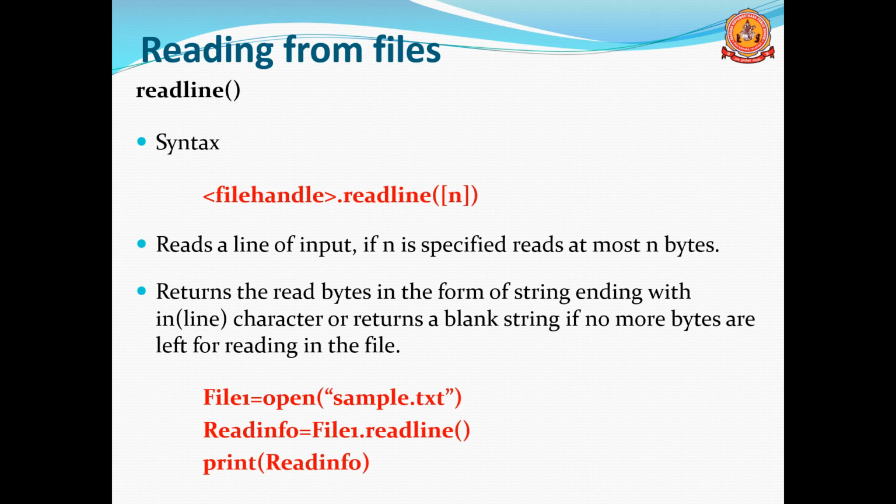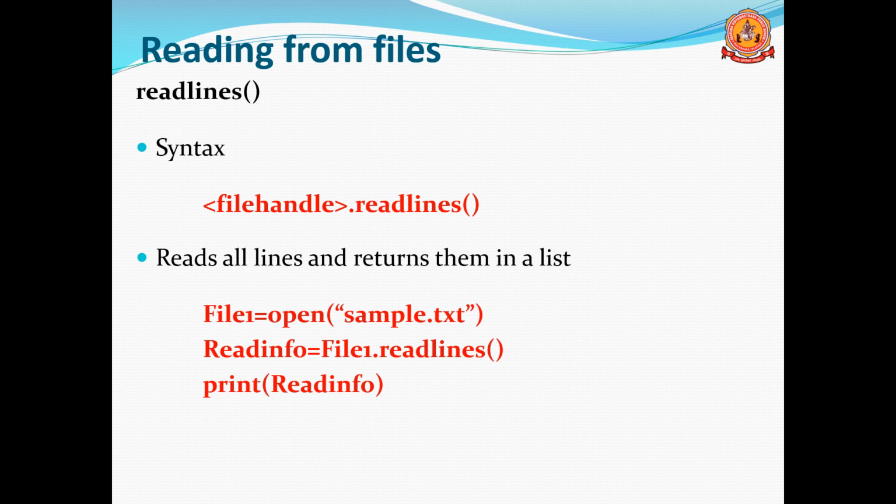Then readinfo is given. readinfo is equal to file1 dot readline. File1 is the object, so by using that object you are going to read the line: file1 dot readline. Then it will display the information, print readinfo. It will print the data stored in the readinfo string. Here also the data is stored in the form of a string, and that string data is going to be displayed here. So that is in the case of readline.